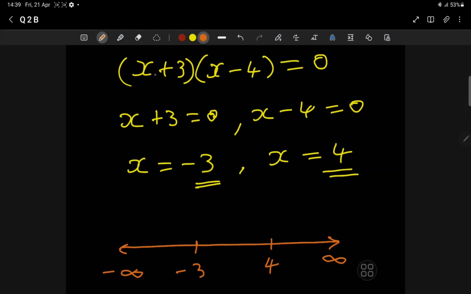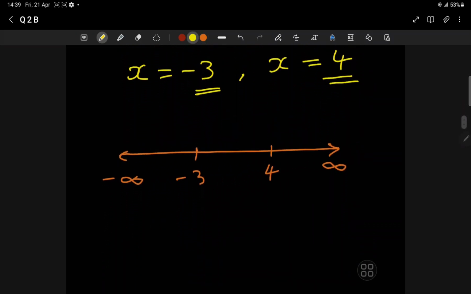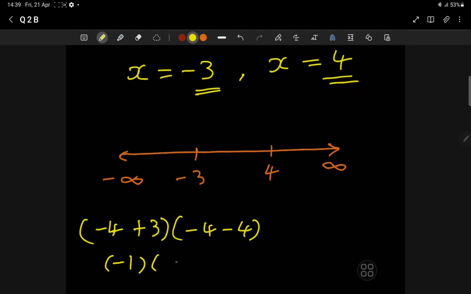Okay, let me just solve it so at least we have something concrete. We'll have negative 4 plus 3, and we'll have negative 4 minus 4. This is giving us negative 1, and this is giving us negative 8. When we multiply the two, it's giving us a positive. So here we're obtaining a positive.